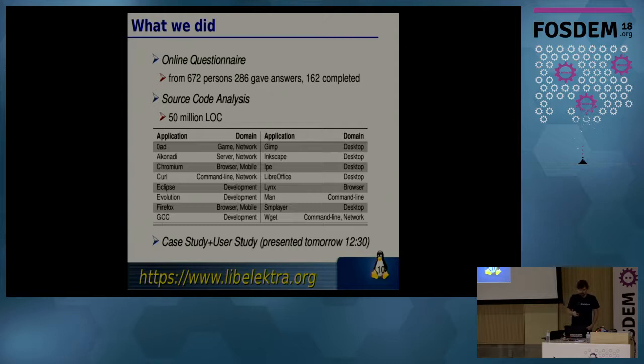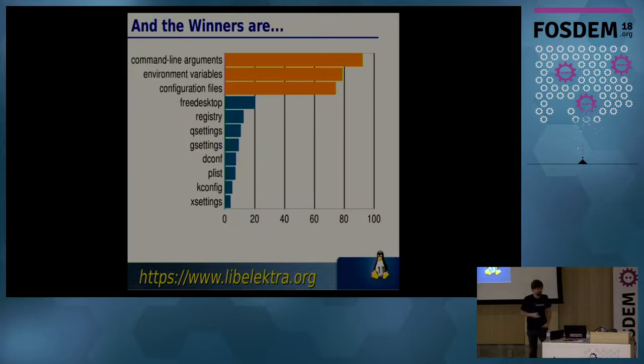Okay, the first insight was about popularity in configuration. This might not be surprising for you: command line arguments and environment variables are the most used and the most popular configuration systems today. This was completely surprising for the research community, which had no research whatsoever about these two most popular ways. In the source code, we found 2,683 call sites of getenv.